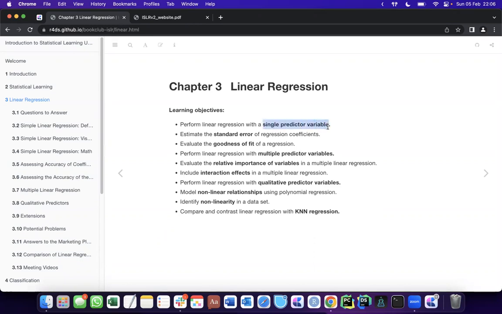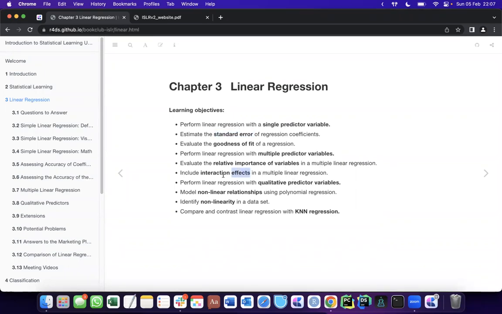Just the things that we are going to be going over in the next week or two. We're first going to look at the simplest form of linear regression, which is with a single predictive variable. And then we're going to see how can we get the standard error of our two regression coefficients. And we're going to see how can we tell how accurate or how good our regression line fits. Then we're going to move on to multiple linear regression.